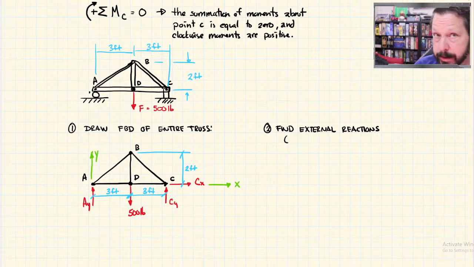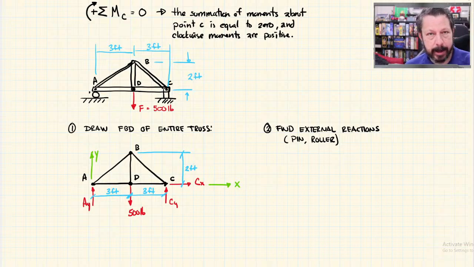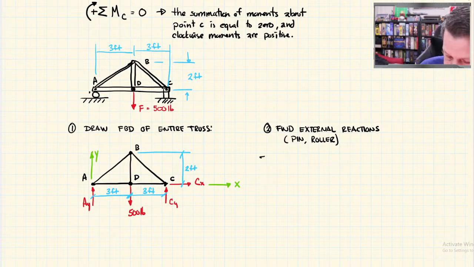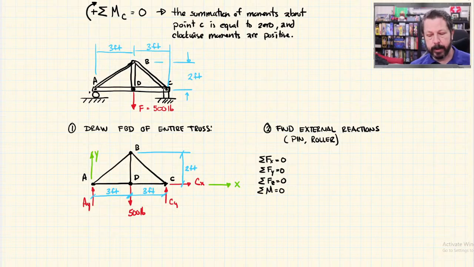So for most all trusses, that's going to be the pin and the roller. Okay, so to do that, I use my free body diagram, and I have four, but I really only use 3 equations. So I have x, y, I have z, but we're only doing 2D trusses, so the z one doesn't do anything. But I've added the moment equation.